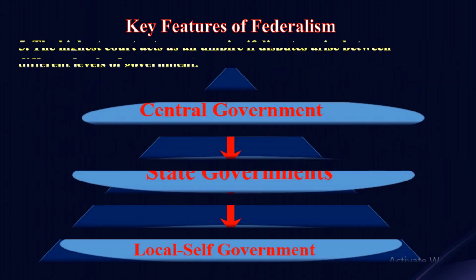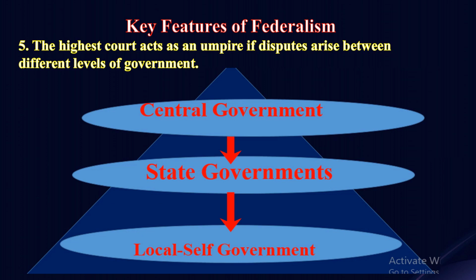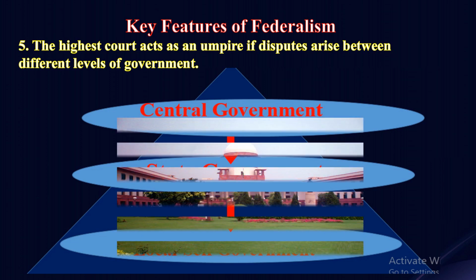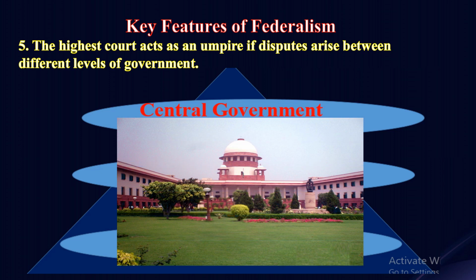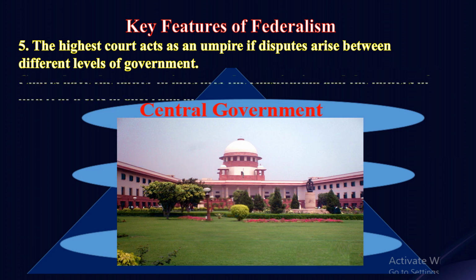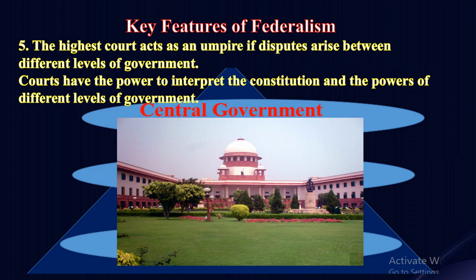And we know that under the federal system, different levels of the government work for the citizen. But sometimes there may be a conflict between different levels of the government. In this case, the Supreme Court works as an umpire to settle the conflict. Thus, in the federal form of government, courts have the power to interpret the Constitution and the powers of different levels of the government. This means the court can check the laws and the functions of different levels of the government.